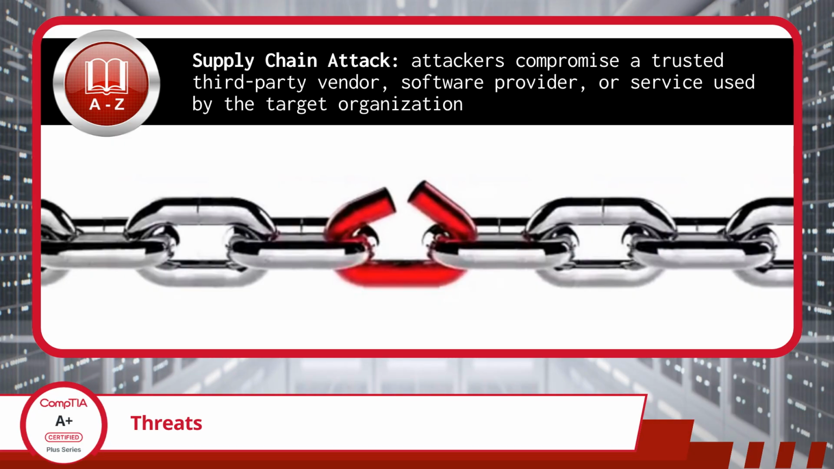For example, malicious code may be inserted into a legitimate software update distributed to thousands of customers. Because the update appears trustworthy and comes from a known vendor, organizations may unknowingly install the malware themselves. This makes supply chain attacks especially dangerous because the malicious software often arrives through systems and services that organizations already trust.